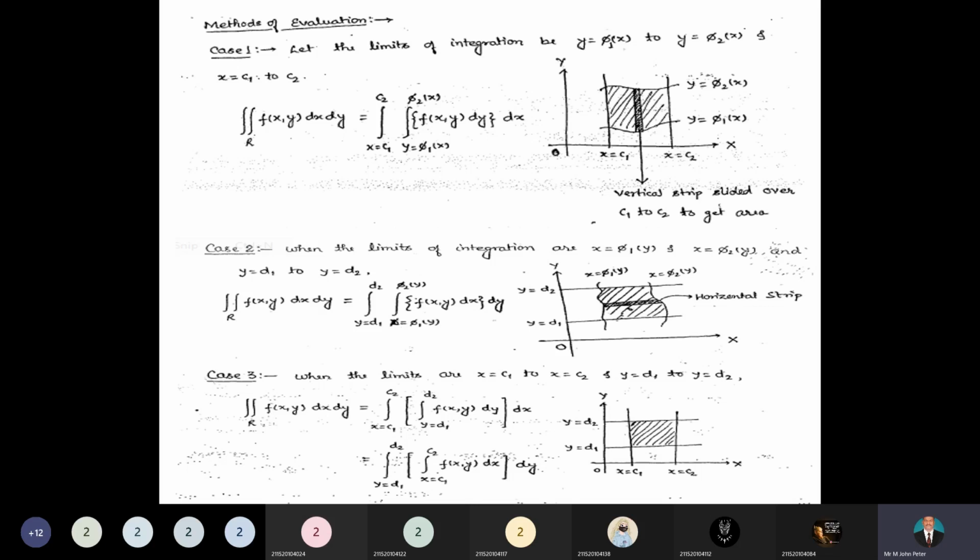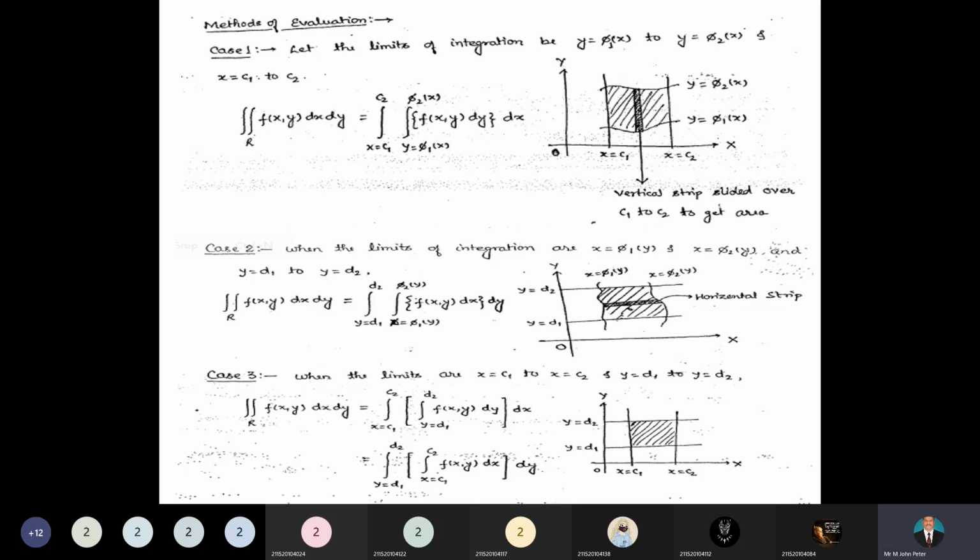So to identify the y limit as a functional limit, they draw the strip in the lower arc equation. You may get some different arc equation or curve equation. That curve equation, you have to rearrange it as y equal to some function of x. Okay, in that way you have to rearrange it. So that is y equal to phi 1 of x as the lower y limit.